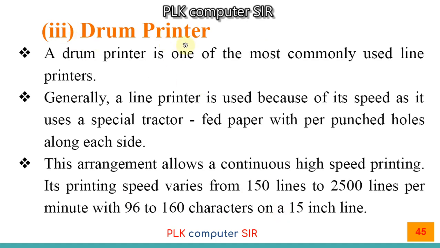Now number 3, drum printer. A drum printer is one of the most commonly used line printers. Generally, a line printer is used because of its speed, as it uses special tractor-fed paper with pre-punched holes along each side. So this drum printer is used the most. This arrangement allows continuous high speed printing. Its printing speed varies from 150 lines to 2500 lines per minute with 96 to 160 characters on a 15-inch line. So these are the specifications of this drum printer.